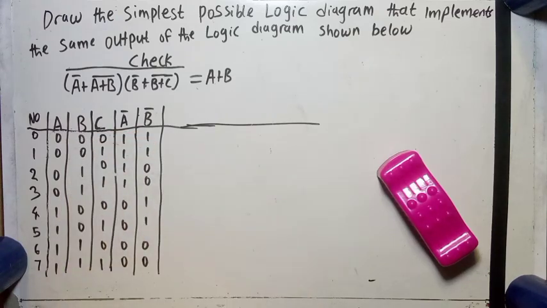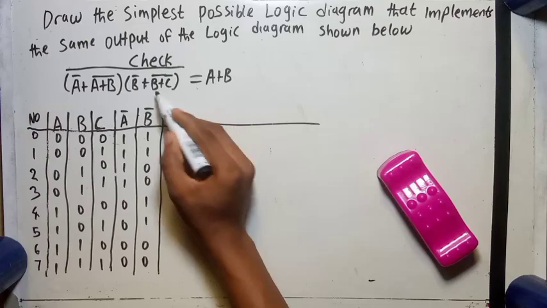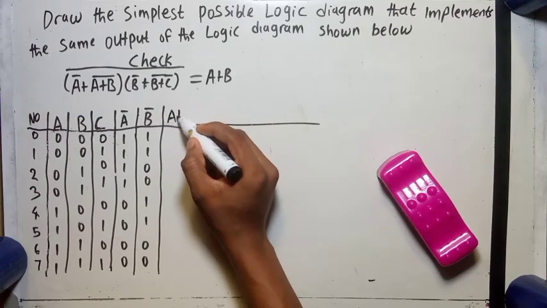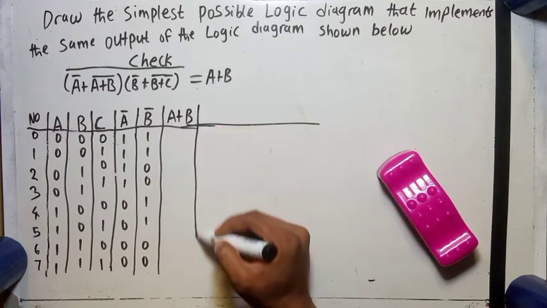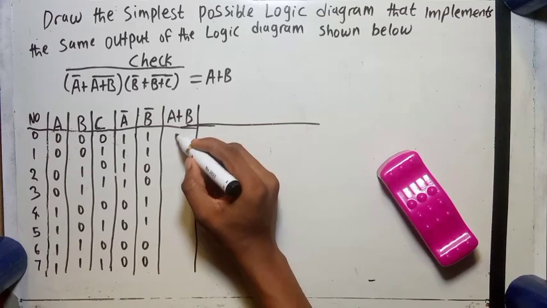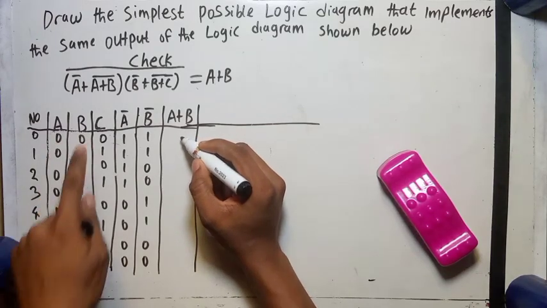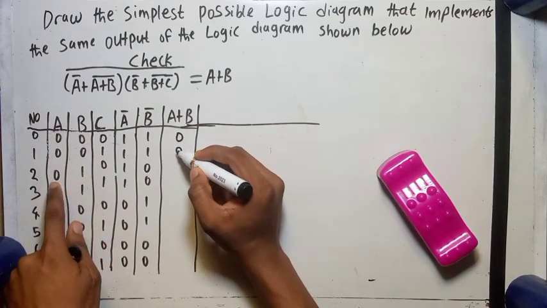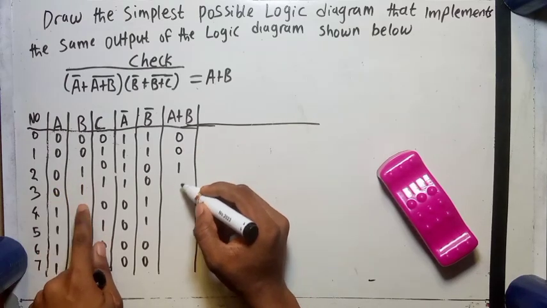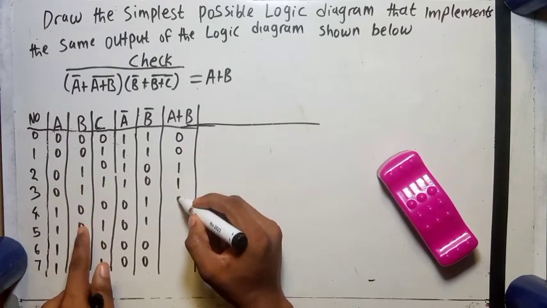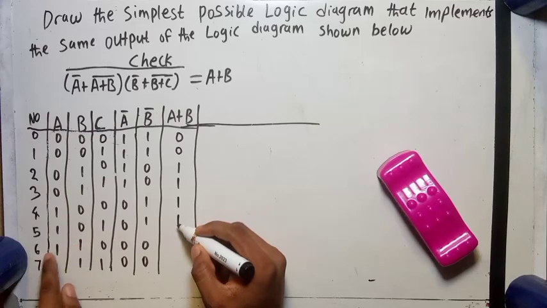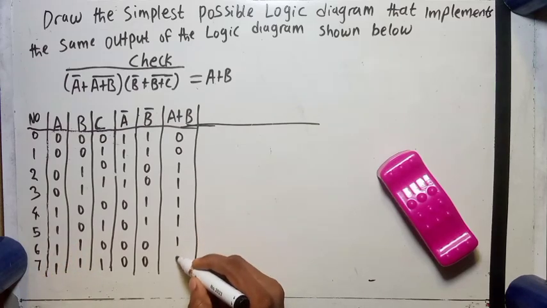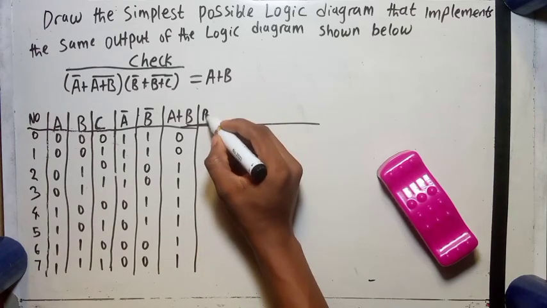Understand? Okay. Now the next thing we're going to get is A plus B and B plus C. That's for this one and this one. Let's do A plus B first. 0 plus 0, we have 0. 0 plus 0, we have 0. 0 plus 1, we have 1. 0 plus 1, we have 1. 1 plus 0, we have 1. 1 plus 0, we have 1. 1 plus 1, we have 1. 1 plus 1, we also have 1.